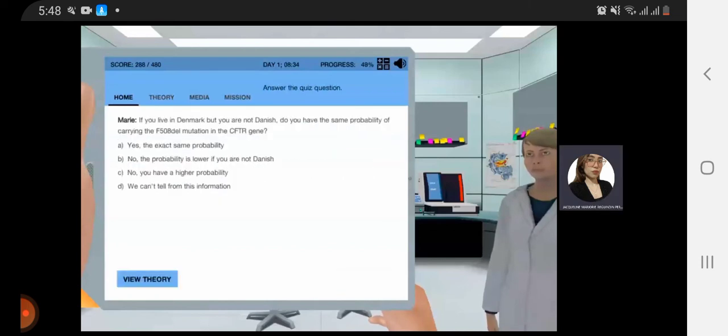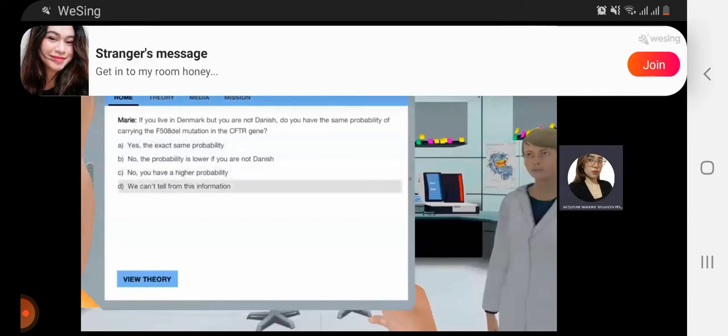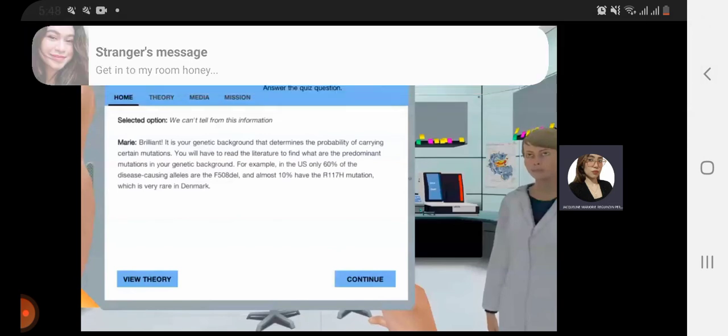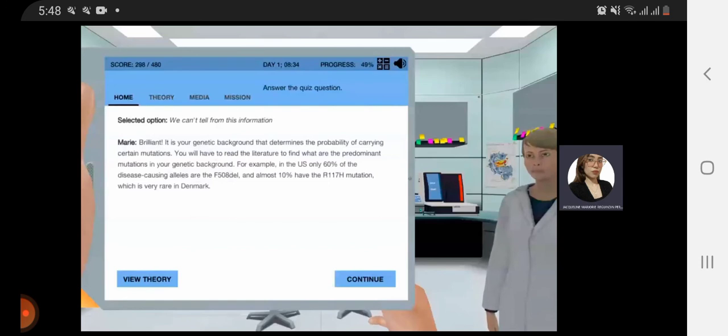If you live in Denmark but you are not Danish, do you have the same probability of carrying the F508del mutation in the CFTR gene? Brilliant. It is your genetic background that determines the probability of carrying certain mutations. You will have to read the literature to find what the predominant mutations are in your genetic background. For example, in the US only 60% of the disease-causing alleles are the F508del, and almost 10% have the R117H mutation, which is very rare in Denmark.